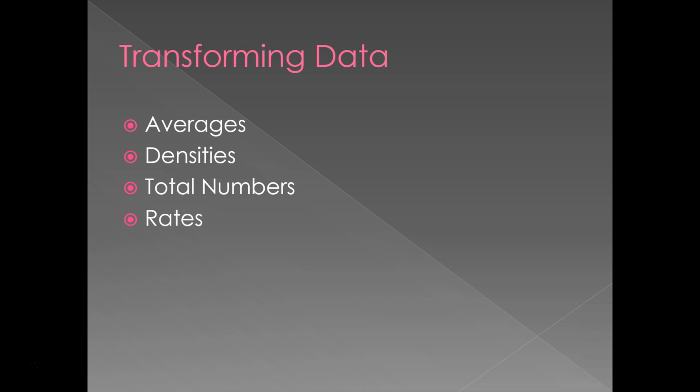We already kind of talked about how to transform data into average densities, total numbers, and rates. And that's essentially by using that feature in ArcGIS that I showed you, where you select the field and then you select what to normalize it by. With that function, you can transform your data, as shown here, in any one of these different ways. So I encourage you to play around with that.